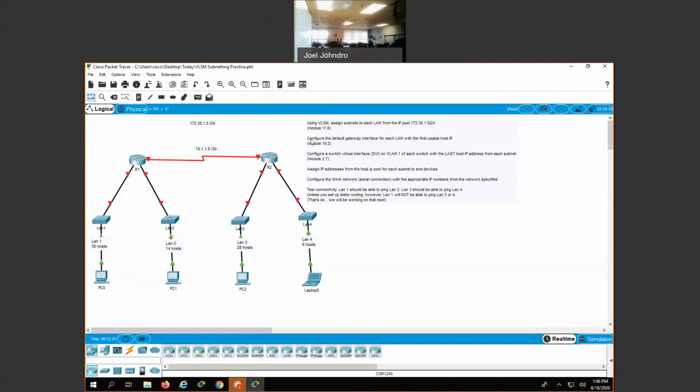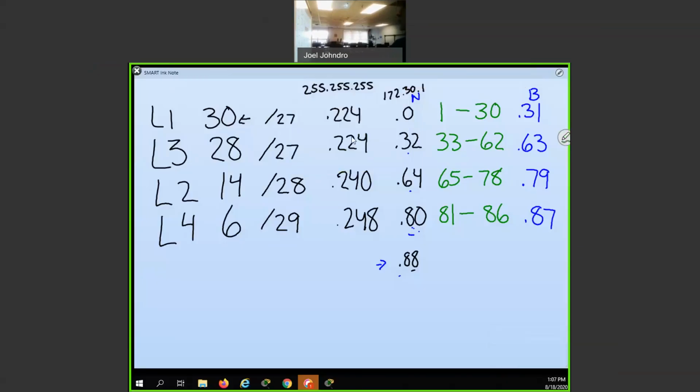So let's look at step 2. Configure the default gateway interface for each LAN with the first usable host IP. Well, the first usable host IP, let me go back to our whiteboard here. First usable, right there. LAN 1 is 172.30.1.1. LAN 2 will be .1.33, etc. So we have that. All we need to do is assign it to the interfaces for the routers.